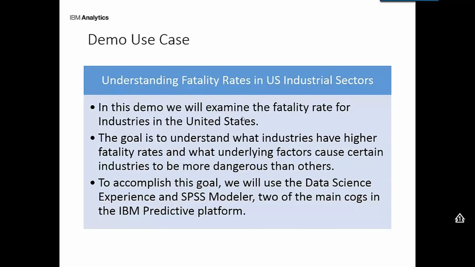For the first use case, we're going to look at fatality rates in industries within the United States. What we're going to try to do is understand which industries have higher fatality rates, which are more dangerous, and try to understand the underlying factors that cause certain industries to be more dangerous. To accomplish this, we're going to use two platforms, two software products, which are the main cogs in our platform.